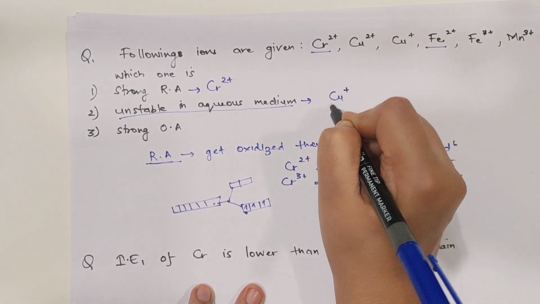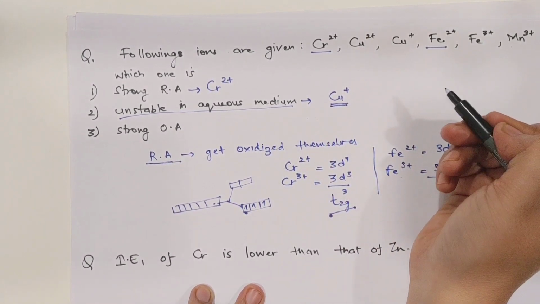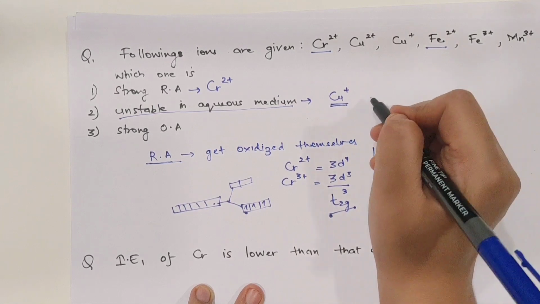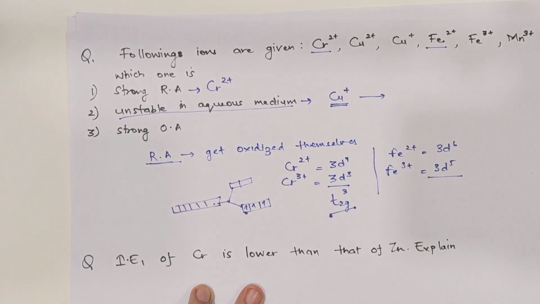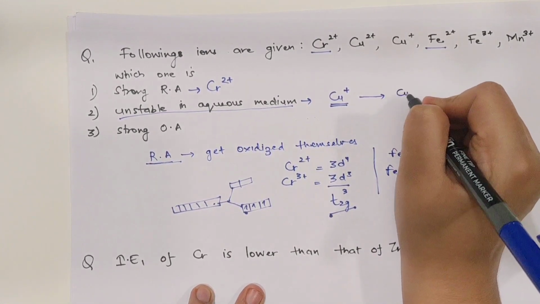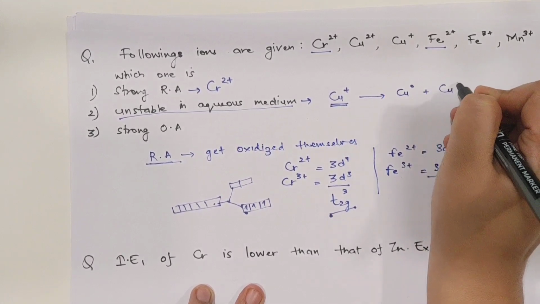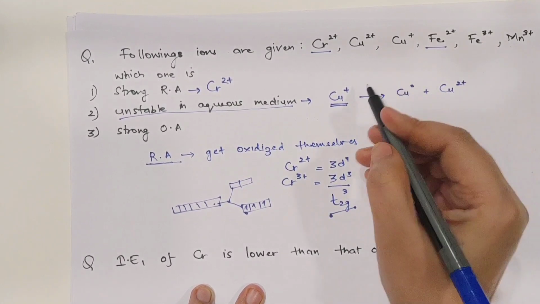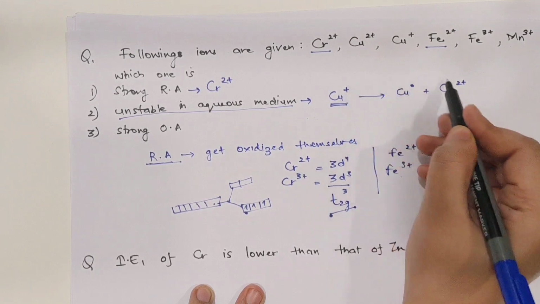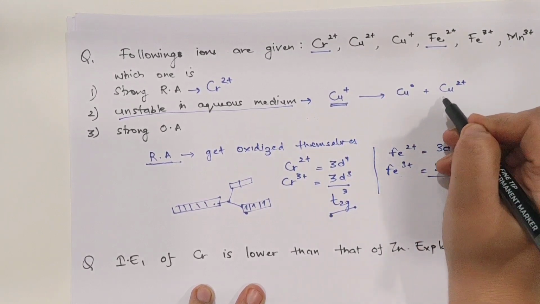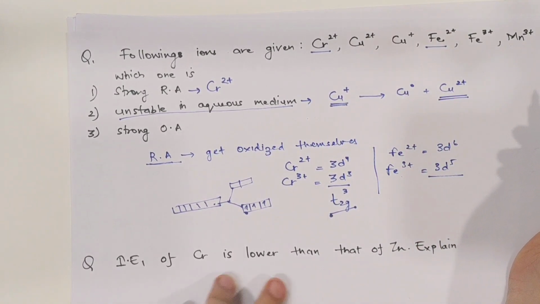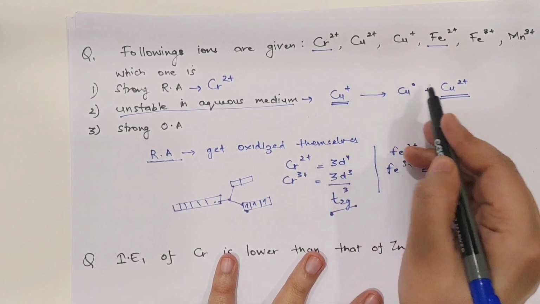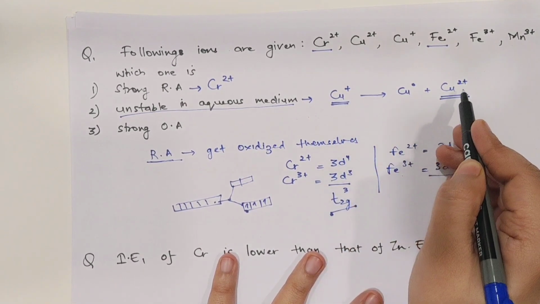Copper plus is highly unstable in aqueous medium. In aqueous medium, it undergoes a disproportionation reaction and forms copper metal and copper 2 plus. So it gets reduced and oxidized. Now, why does it form copper 2 plus? Copper 2 plus, obviously, as we can see, is the same metal with a higher charge.